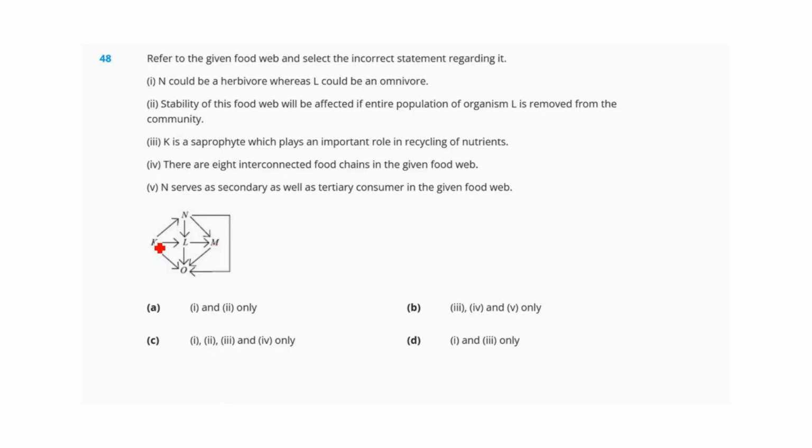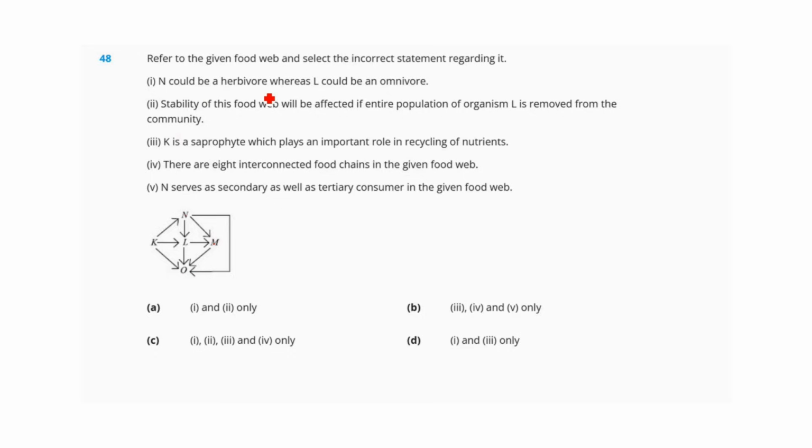We have to find the incorrect statement. And N is also being eaten by O. So O here, we can see all the arrows are coming to O. O can be a scavenger or O can be a decomposer. Okay, let's see the statements.